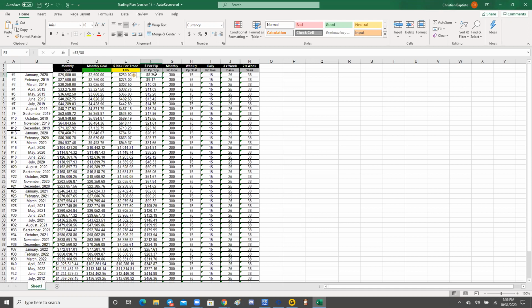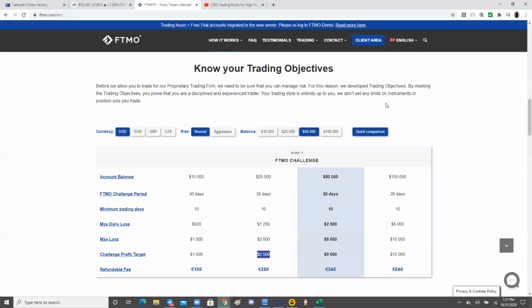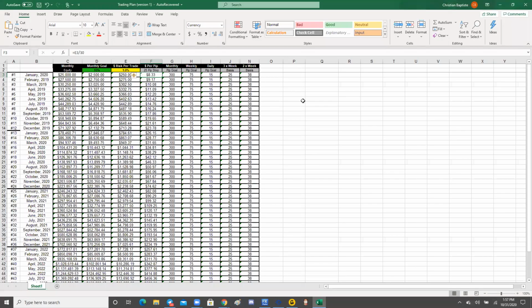All right. So with a 0.8 lot size, how much are you risking? $250, right? 0.80 times 20 pips times 10. You're risking about $160 to make, with 75 pips, $600. So you hit that $600, you got to make $2,500. So you hit 4 trades and your profit is achieved.